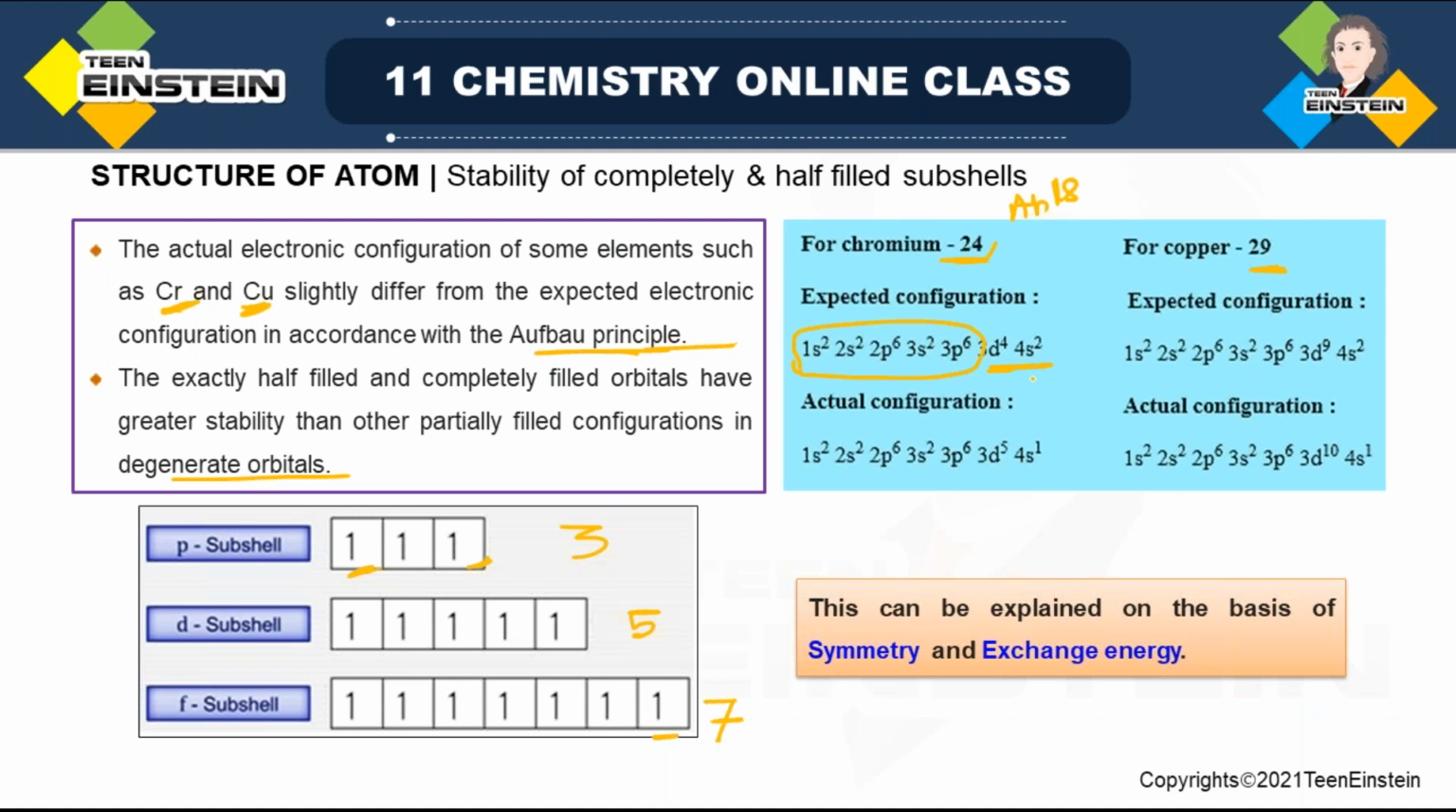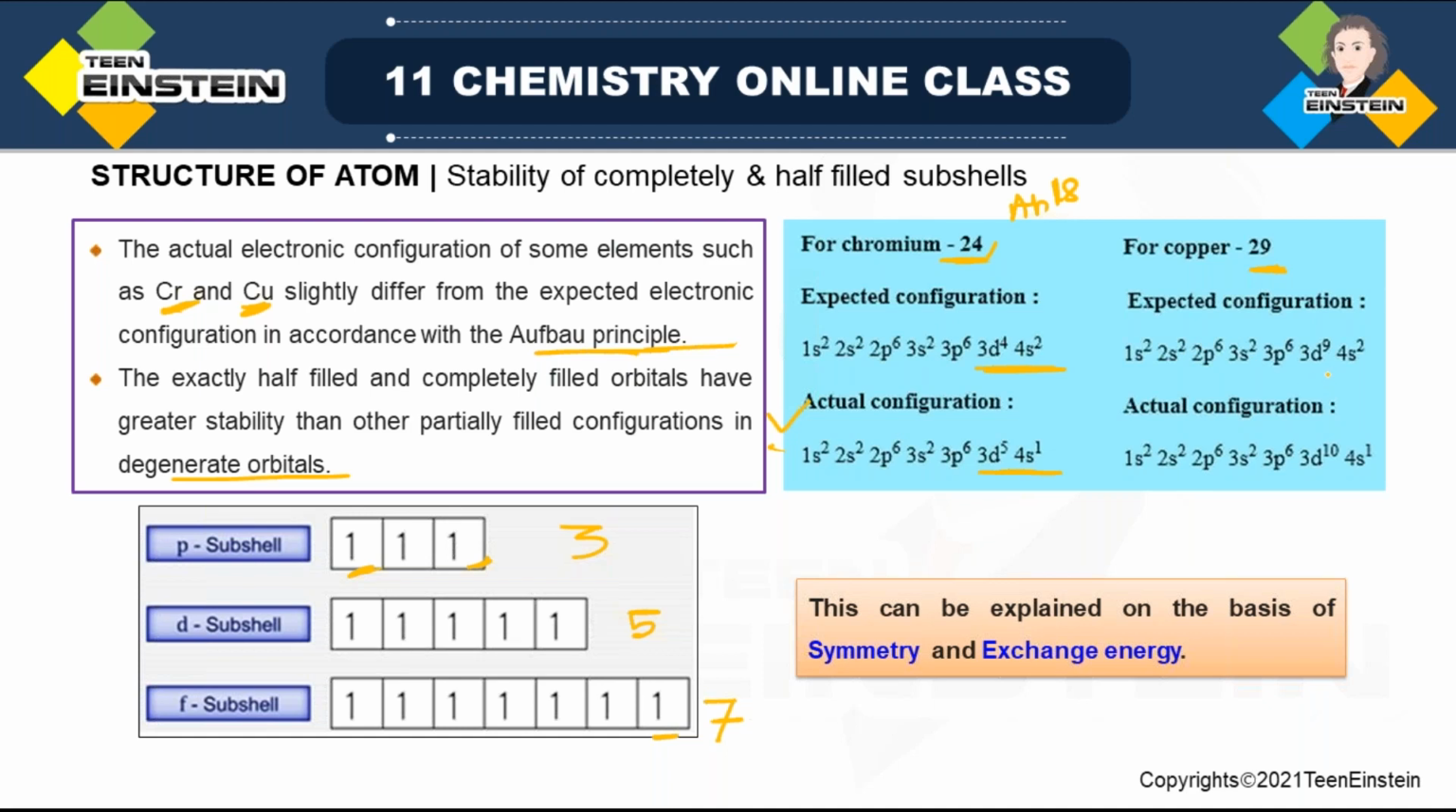Now this is expected, but this is not the actual configuration. The actual configuration after argon, rather than 3d4 4s2, is 3d5 4s1. Why is it so? Because if you place it like this, it is 3d4, but if you place it like this, it is 3d5. Though it is 4s1, it is 3d5, which is a half filled configuration, which is stable because of exchange energy, and that is why this is chosen, not the expected configuration.